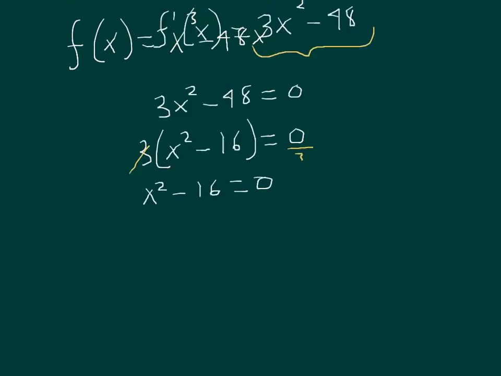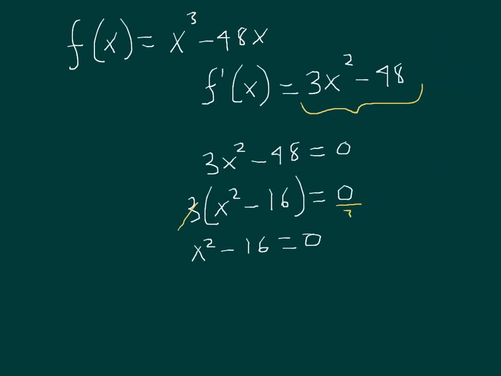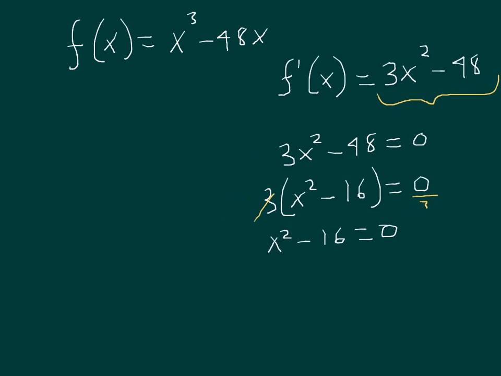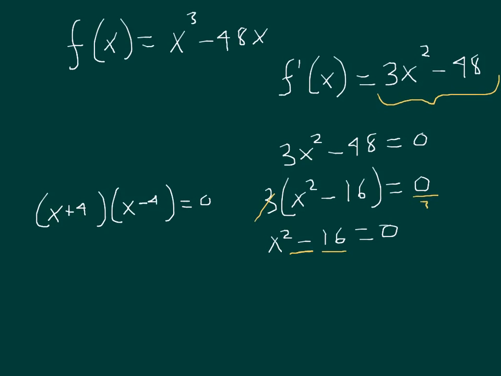Now we need to do this here. Okay. So now we need two numbers, one that added will give us 0, and multiplied will give us negative 16. So those numbers will be x plus something and x minus something equals 0. So two numbers that multiply to give us, I'll say, positive 4 and negative 4.